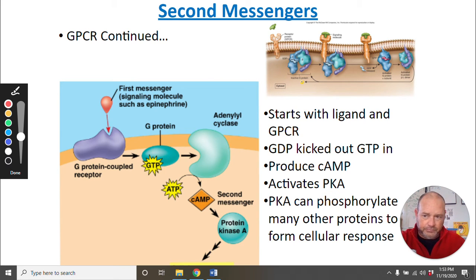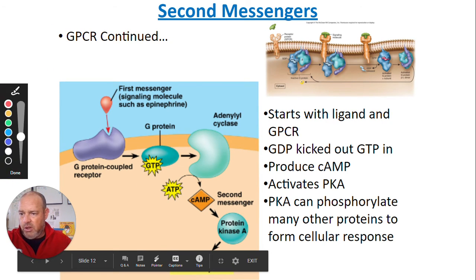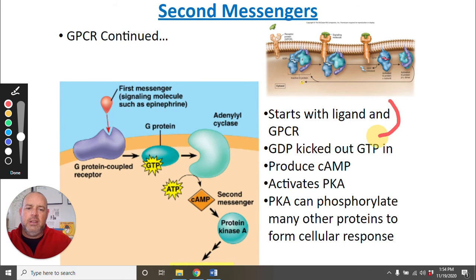So over here in these words is what is also really going on. If you're not following too much in the pictures, then look over here. It starts with a ligand and the GPCR. So the ligand binds, right? You can find that here or here, and you can also find that right here. GDP gets kicked out and GTP in. That is going to cause cyclic AMP to be activated. Then cyclic AMP is going to activate PKA, protein kinase A. PKA can phosphorylate many other proteins to form a cellular response.